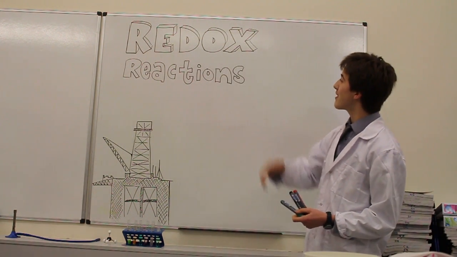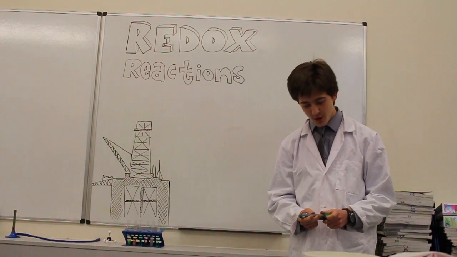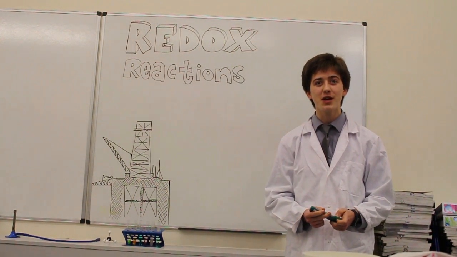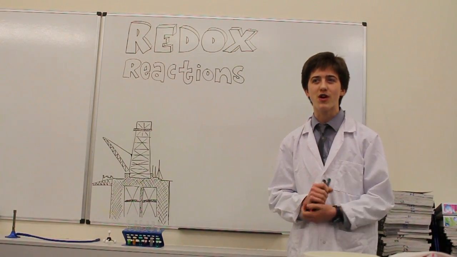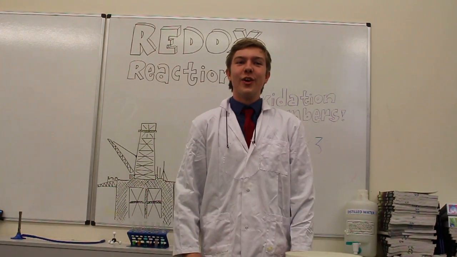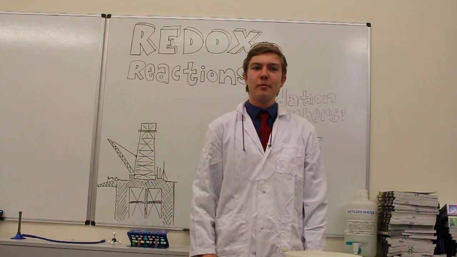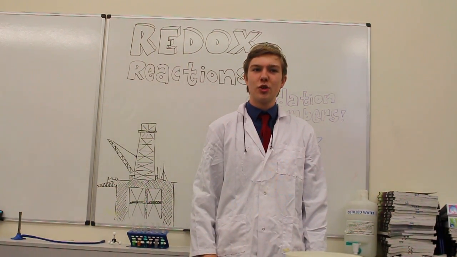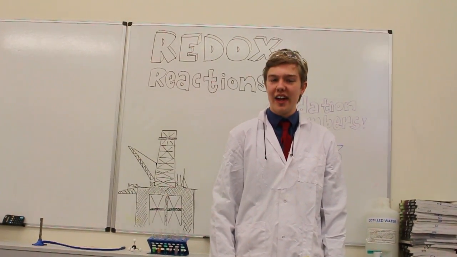Today we're going to be talking about redox reactions. However, first we need to know what is meant by oxidation number. There are 5 main rules regarding this. An oxidation number is a measure of the number of electrons that an atom uses to bond with atoms of another element.